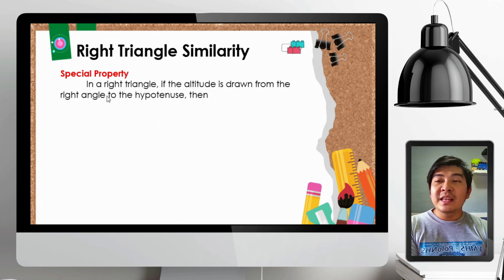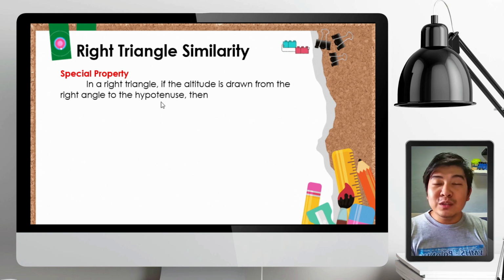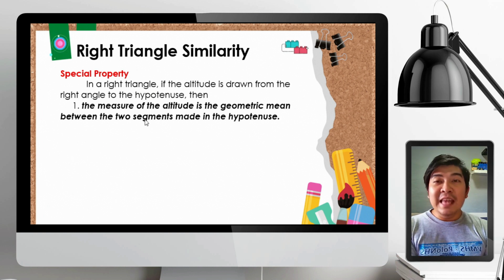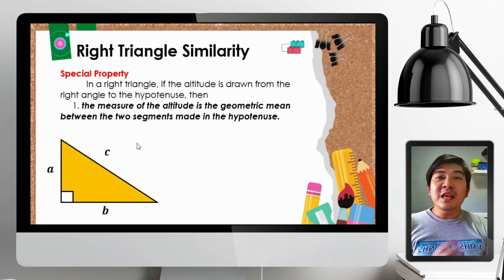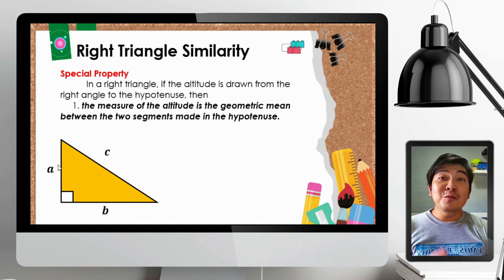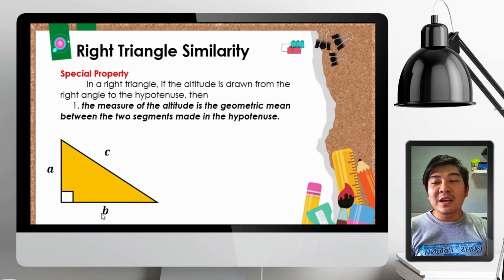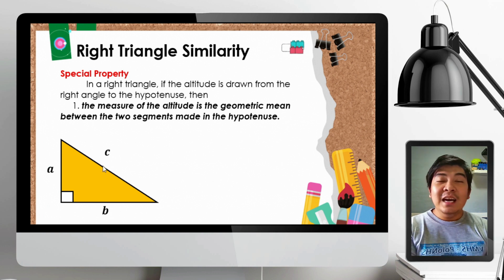So the first one, in a right triangle, if the altitude is drawn from the right angle to the hypotenuse, katulad nung ginawa natin kanina, then the measure of the altitude is the geometric mean between the two segments made in the hypotenuse. So let us have another figure. So take note na pwede rin nating pangalanan yung mga sides using a cursive small letter. Ito, we have small letter A, B, and C, aside from naming capital letters in the vertices.